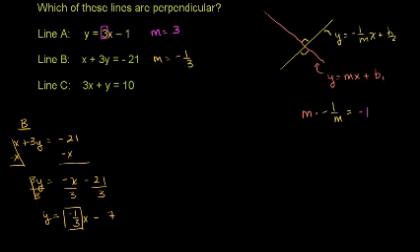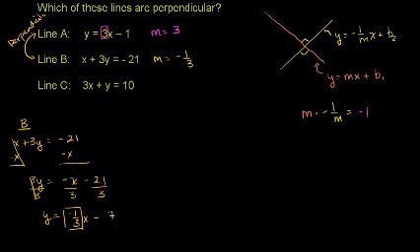So we already see they are the negative inverse of each other. You take the inverse of 3, it's 1/3, and then it's the negative of that. Or you take the inverse of negative 1/3, it's negative 3, and then this is the negative of that. So those two lines are definitely perpendicular.